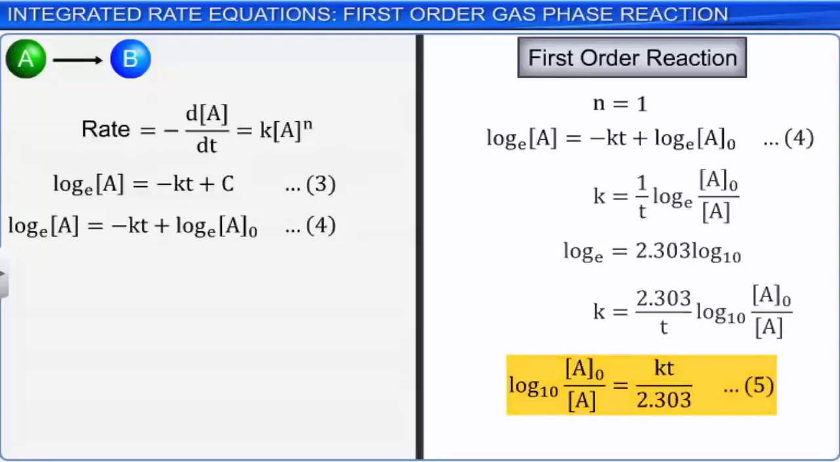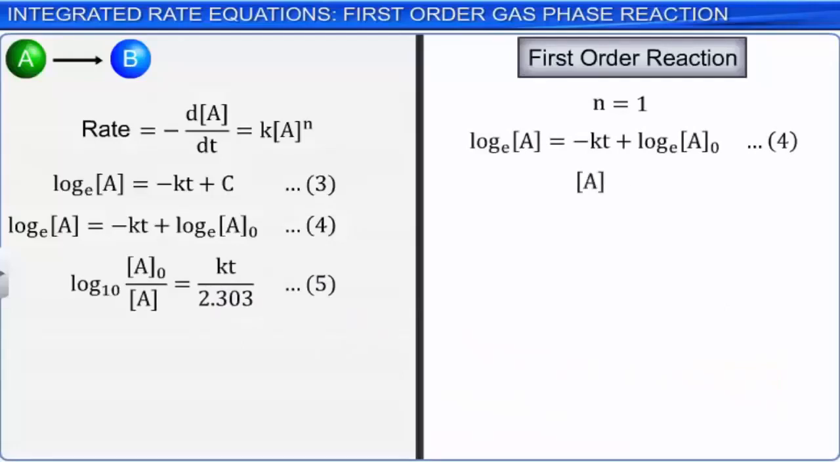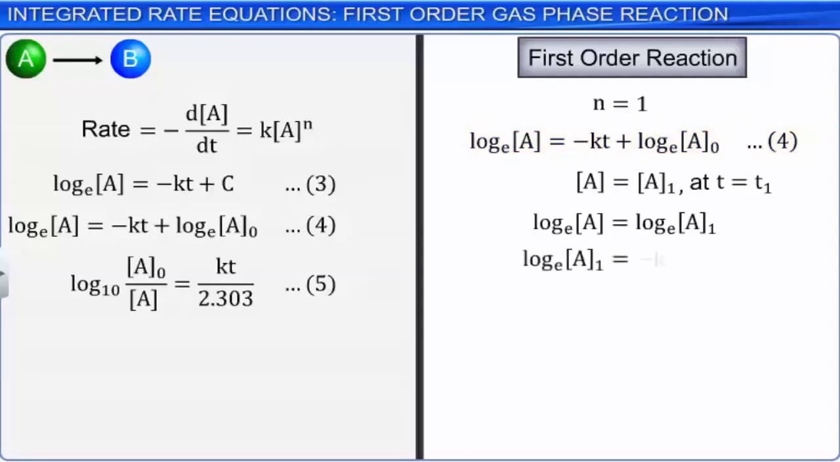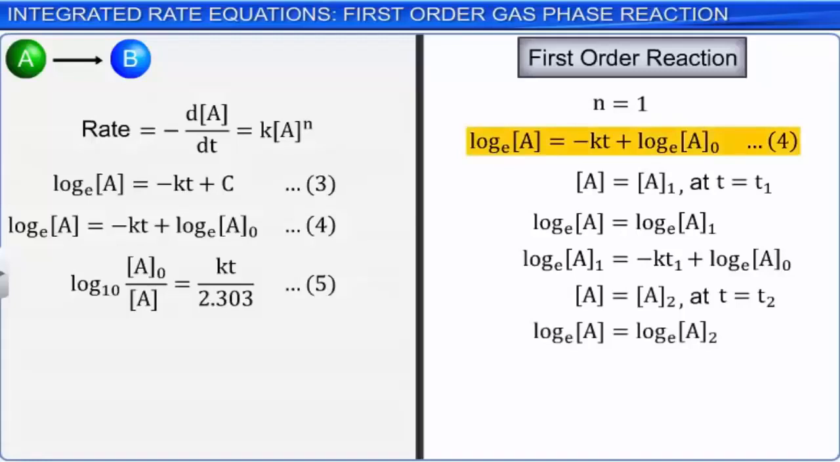If the concentration of A is [A]1 at time t1, then we can represent equation 4 as log [A]1 to the base e equal to minus k multiplied by t1 plus log [A]0 to the base e. Similarly, if the concentration of A is [A]2 at time t2, we can represent equation 4 as log [A]2 to the base e is equal to minus k into t2 plus log [A]0 to the base e.